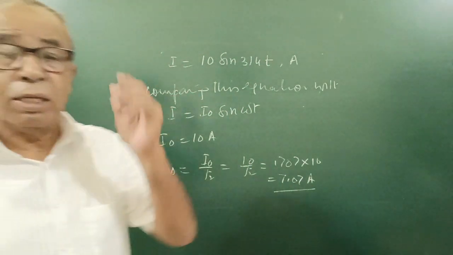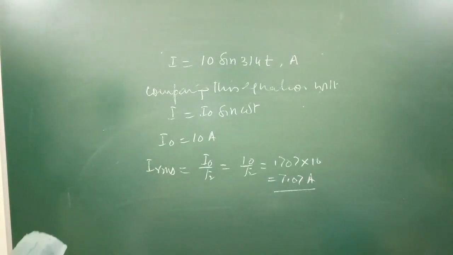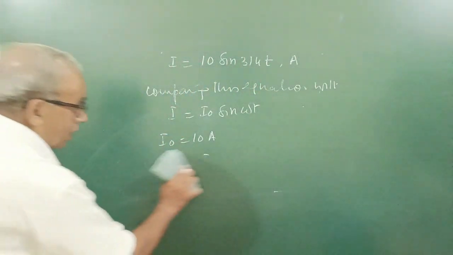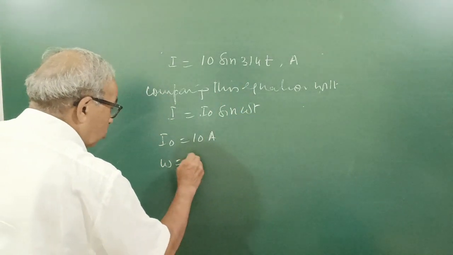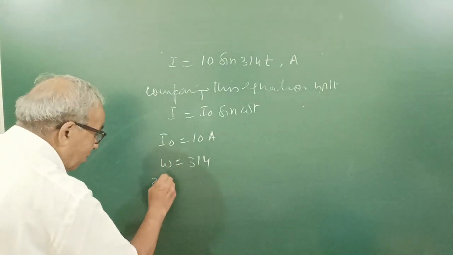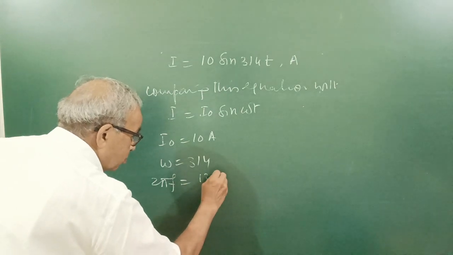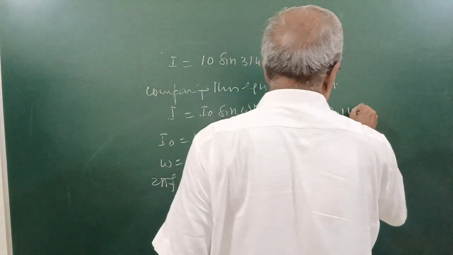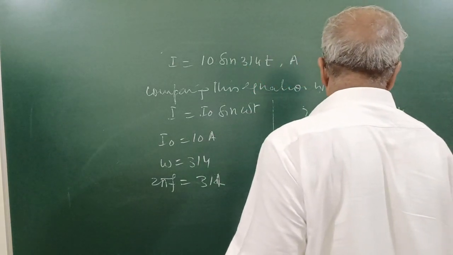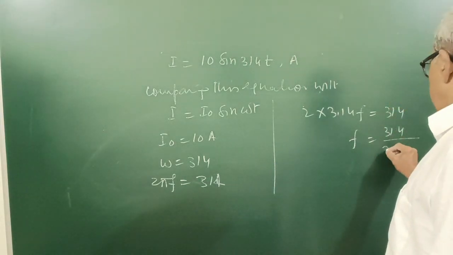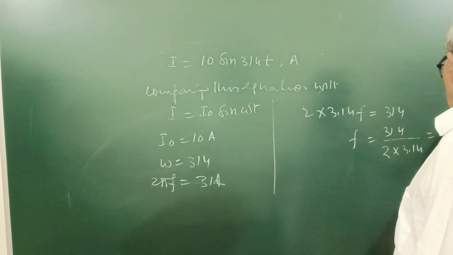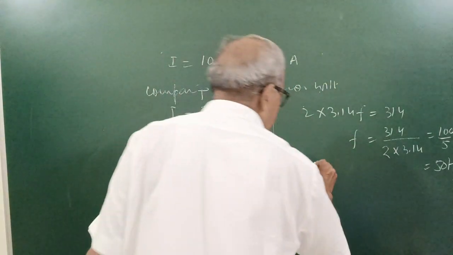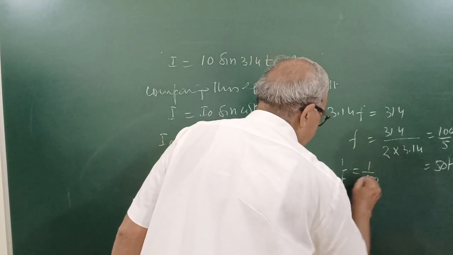If peak value is 10 ampere, then RMS value is 0.707 times that. Then you are asked frequency. So I RMS is clear? Now frequency. Comparing again, omega is equal to 314 and omega is 2 pi f, so 2 into 3.14 into f equal to 314, or f equal to 314 upon 2 into 3.14, that is 100 upon 2, 50 hertz. Time period, T equal to 1 by f, 1 upon 50, 0.02 seconds.